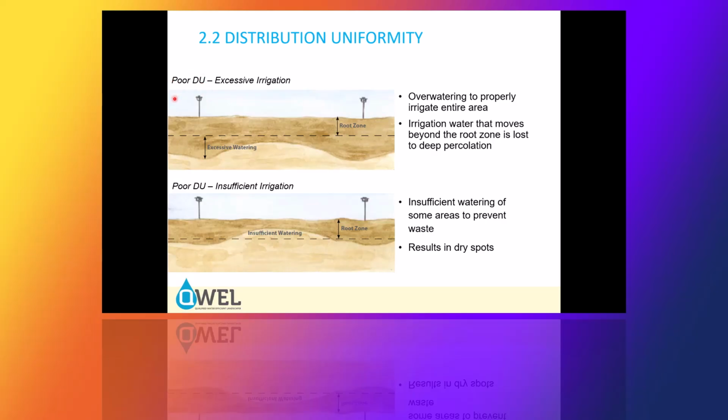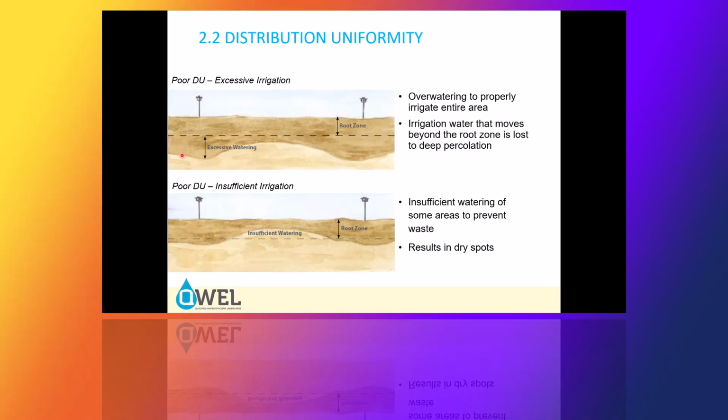Again, it's the uniformity. How uniform is the water laid down? So this is considered excessive irrigation, and you can see this part, the dashed line, is where the root zone of the plants are. That's where we want to target our watering, right? We don't want our water to go beyond that root zone. We want our water at the root zone. Anytime we're watering beyond the root zone, as in this case, we have excessive water.